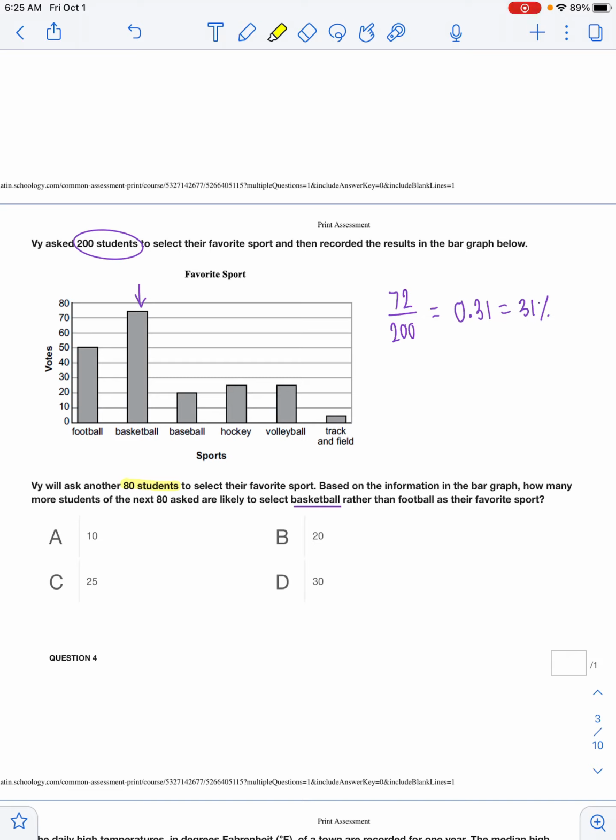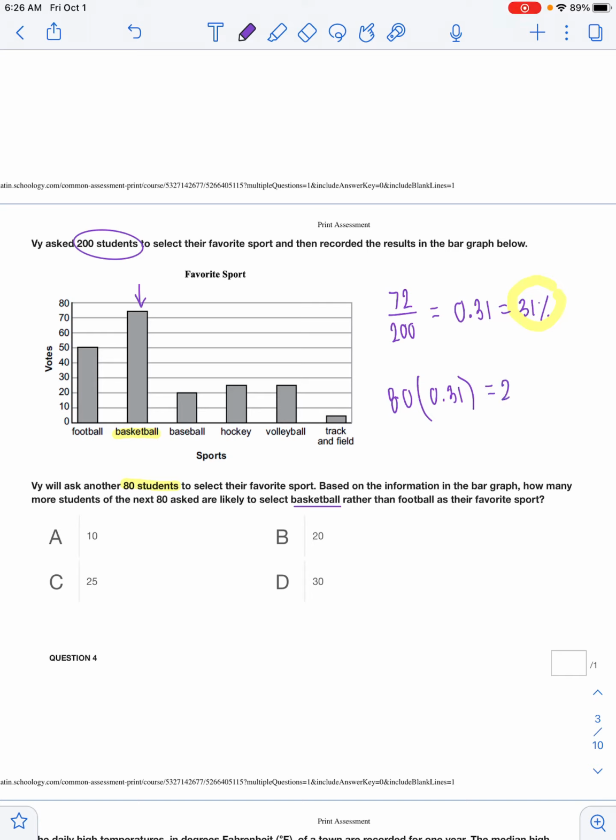Now, I know that she's asking another 80 students to select their favorite sport. And the question is that if in her survey about 31% have been saying that they prefer basketball, how many of the next 80 will say the same? So, what is 31% of 80? I'm going to multiply 80 times 0.31. And 80 times 0.31 is equal to 24.8.